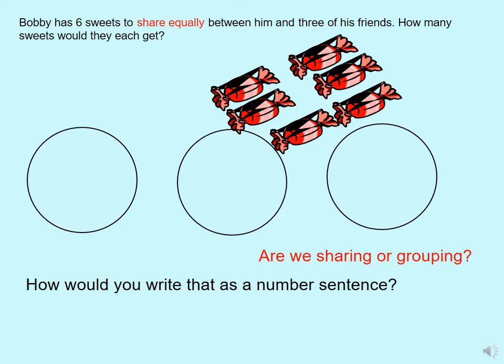Okay, so the number sentence for this would be 6 because we have 6 sweets in total. We are dividing it by 3. And you should have got 2. Each person gets 2 sweets each. And we are sharing in this question because we have got 3 people and we want to know how many sweets they've got each. So this question we are sharing and not grouping.